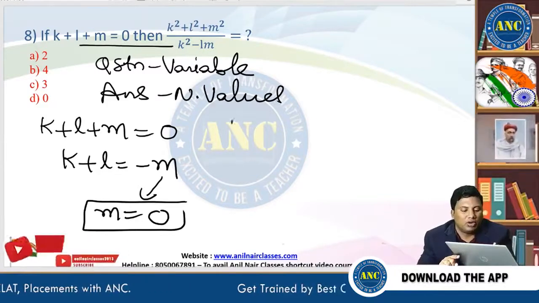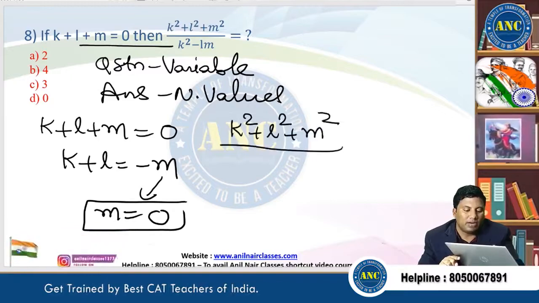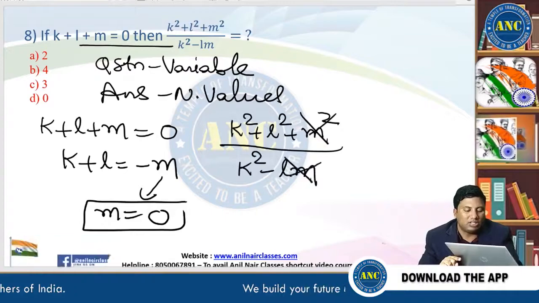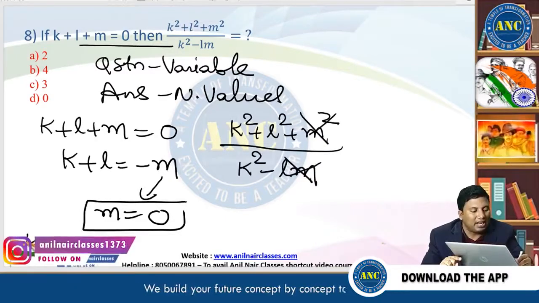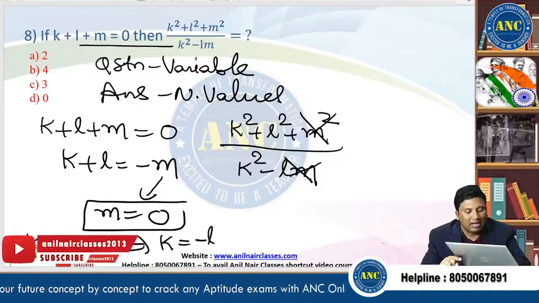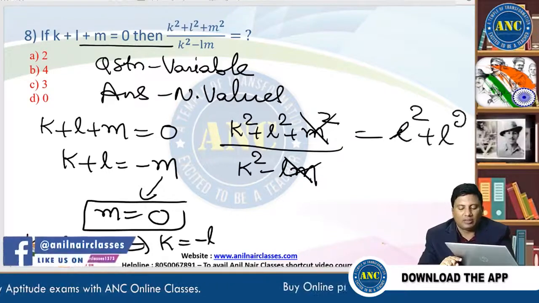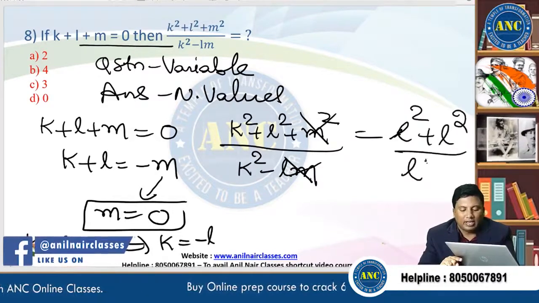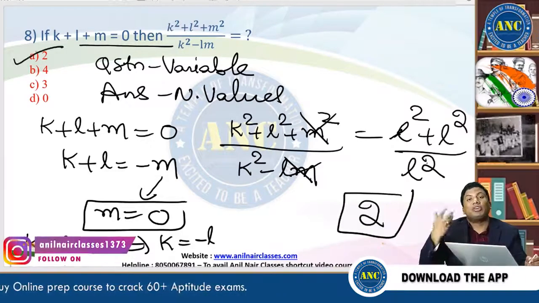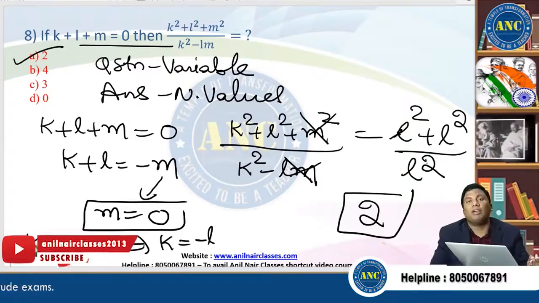Make M value 0. If M value is 0, K square plus L square plus M square divided by K square minus LM: this is 0, this is 0. So K plus L is 0. That means K is nothing but minus L. So here it is minus L square plus L square, L square plus L square divided by L square, 2L square by L square. Answer is 2.